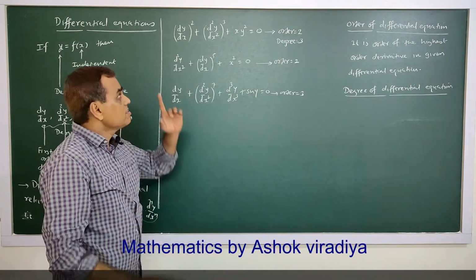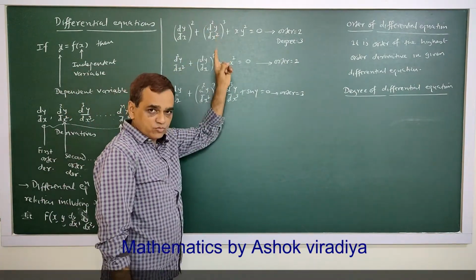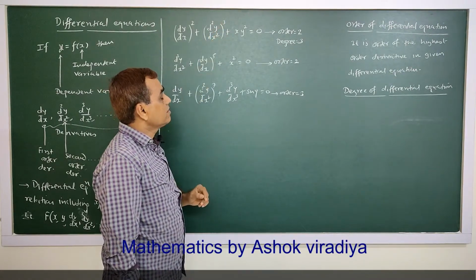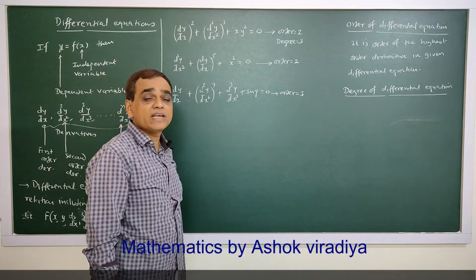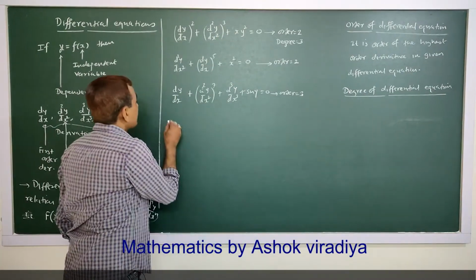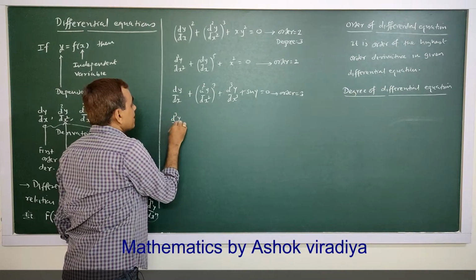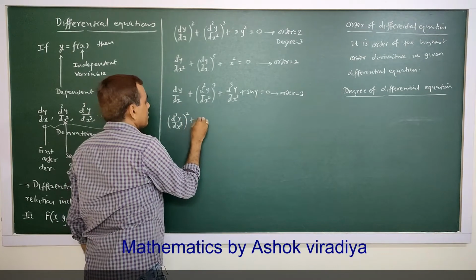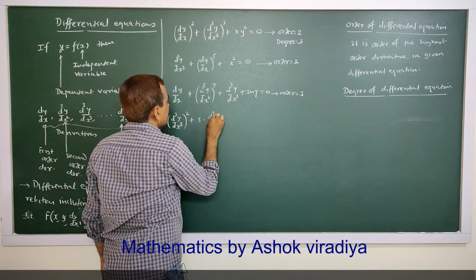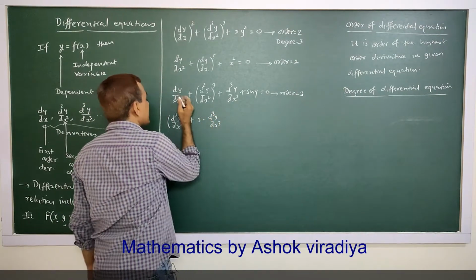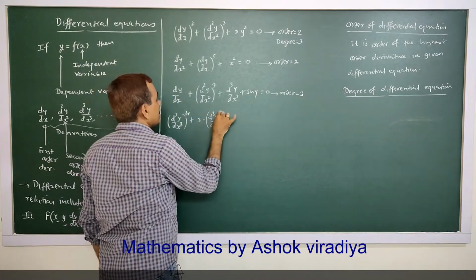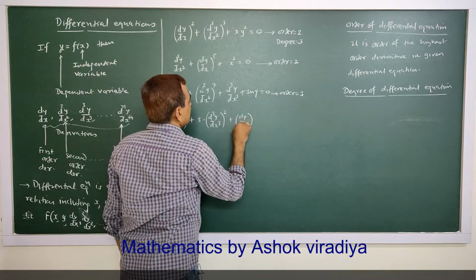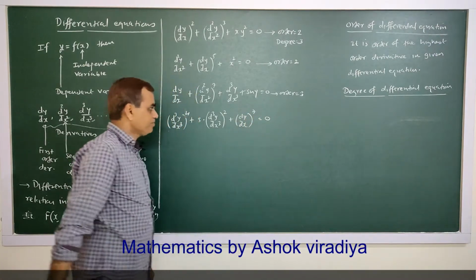What I have done? Check the highest order derivative. Then take its power. So power is 3, so degree is 3. Suppose if I keep here the equation (d³y/dx³)² plus 5 times (d³y/dx³), here I am putting 4, here I am putting 2, plus (dy/dx)⁷ equal to 0.